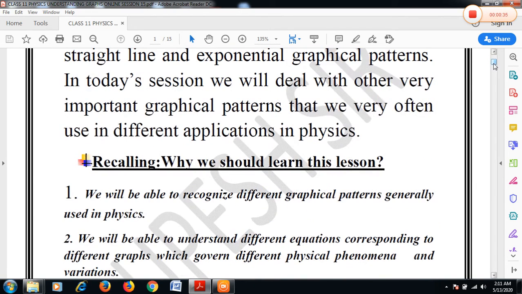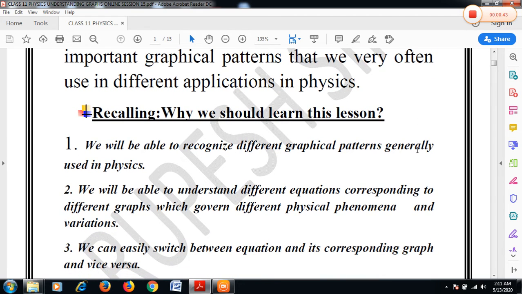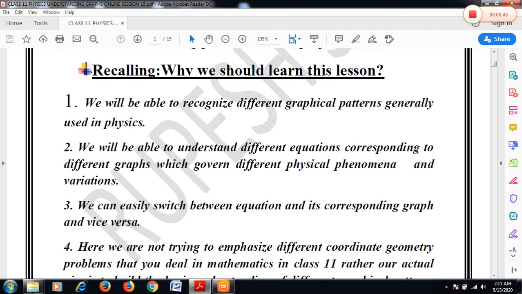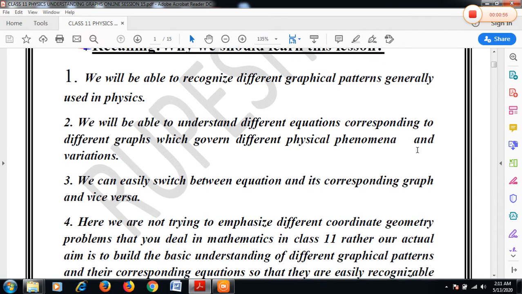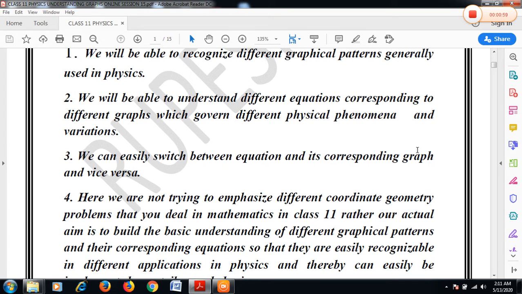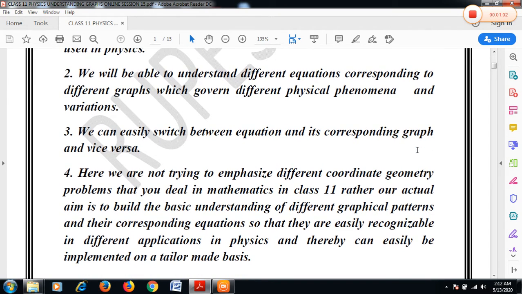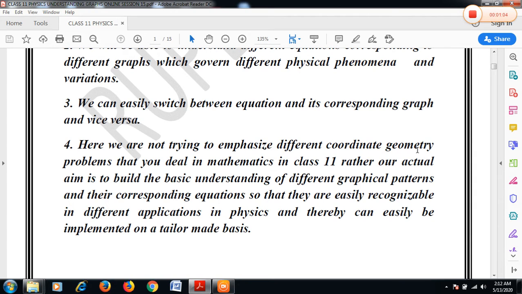Now, this is a small recalling for you and why we should learn this lesson, right? First point is we will be able to recognize different graphical patterns generally used in physics. Number two, we will be able to understand different equations corresponding to different graphs which govern different physical phenomena as well as variations, right? Number three, we can easily switch between equations and its corresponding graph and vice versa. Number four, which is the most important point, here we are not trying to emphasize different coordinate geometry problems that you deal in mathematics in class 11.